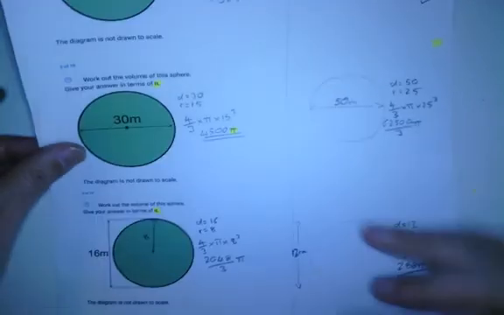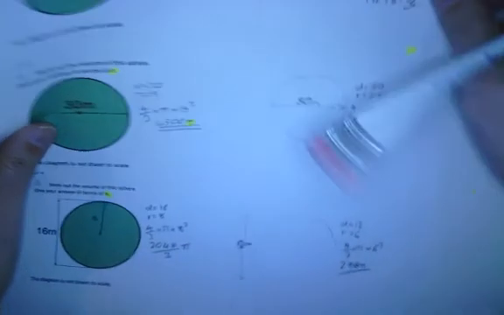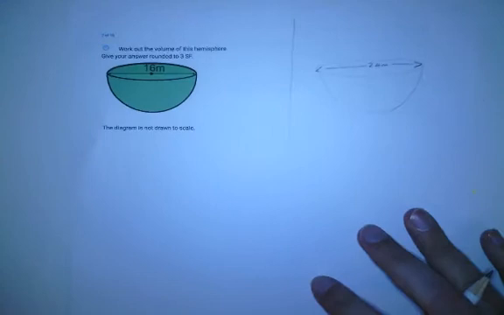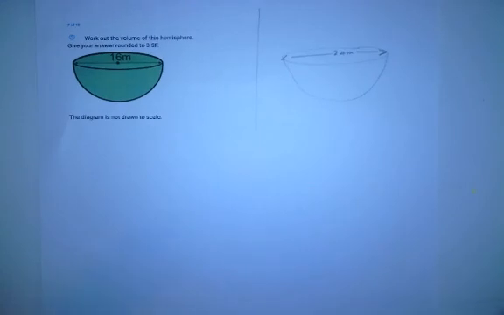Okay, so that will take you up to question 6, just using the formula. Now, the last couple of questions are about hemispheres. A hemisphere is half of a sphere. That's what hemi or demi or anything like that means.